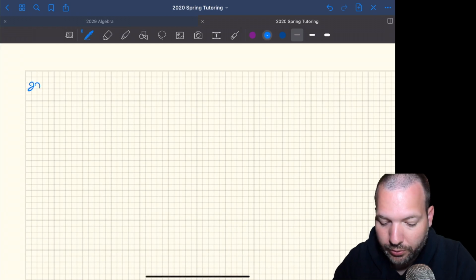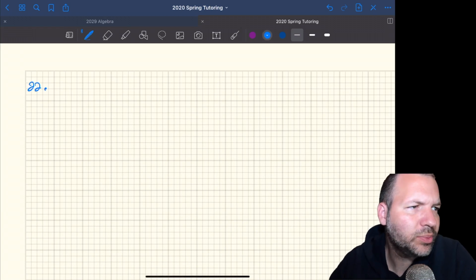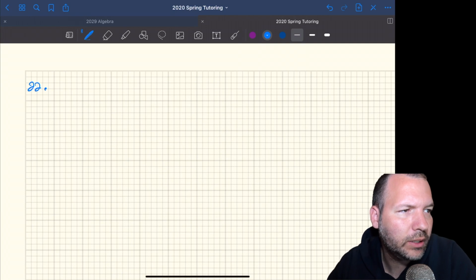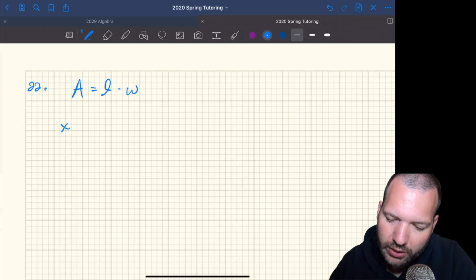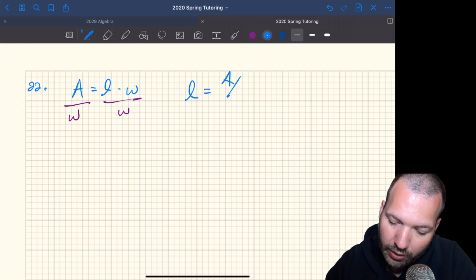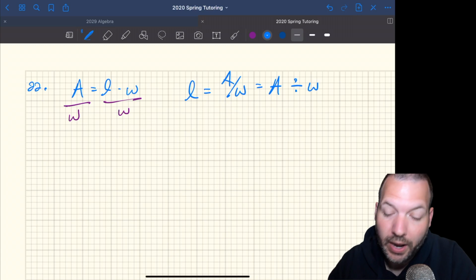Number 22. Which expression could be used for the length of the rectangle? Ugh, gross. Okay, well, area equals length times width, right? And in this case, the area, well, I guess so first of all, if we were going to isolate length, this is probably the easier way to do it. We would divide by width, right? So length is area over width, which we might also express as area divided by width.